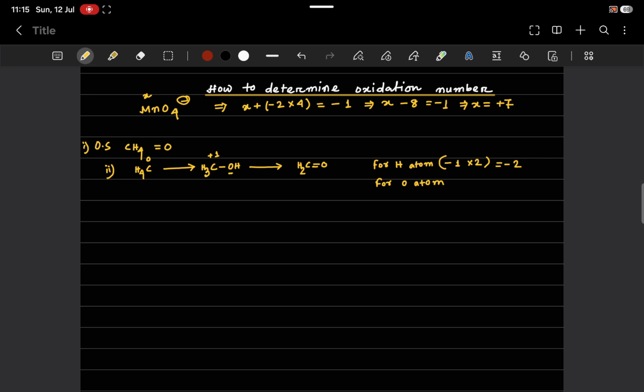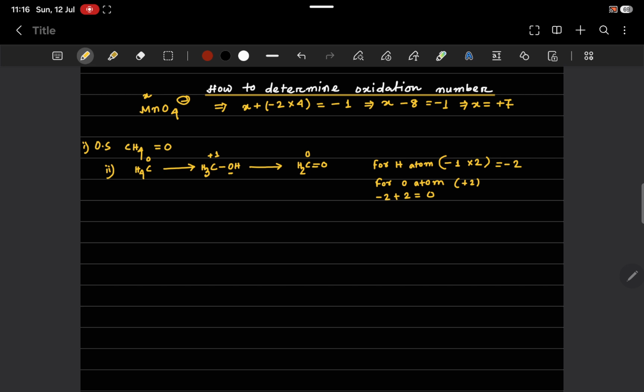How? Let's discuss one by one. For hydrogen atoms, that is -1 into +2, -2. For the oxygen atom, it will be +2. So the total, -2 plus 2, becomes 0. So from +1 it has become 0.